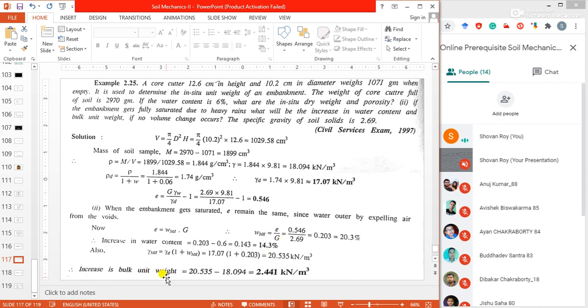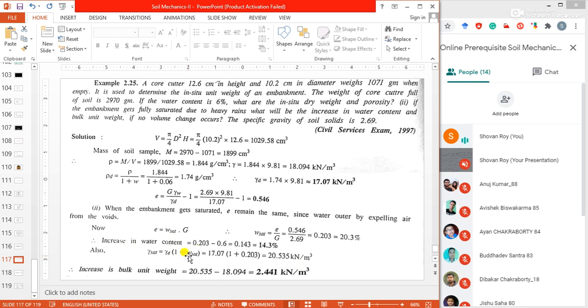Increase in bulk unit weight: this is the saturated unit weight, 18.094 kilonewton per meter cube. This was our bulk unit weight, and this is our saturated unit weight. So the increase in bulk unit weight is 2.441 kilonewton per meter cube.